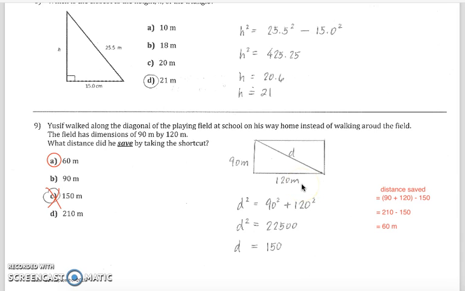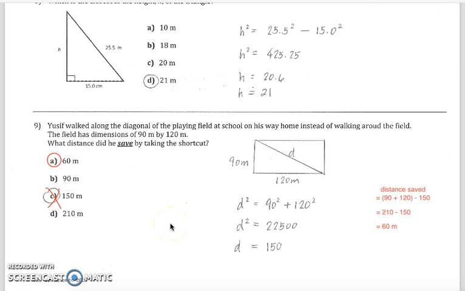There are 2 steps in this question because the question asks you how much he saved by taking the shortcut as compared to walking along the side of the field. Well, first we need to find the distance of the shortcut or the diagonal, which is the hypotenuse in a right triangle. So d squared is 90 squared plus 120 squared. It works out to 150 meters. But don't stop here, so do not use this answer C. We have to cross it out because this is not the distance saved.